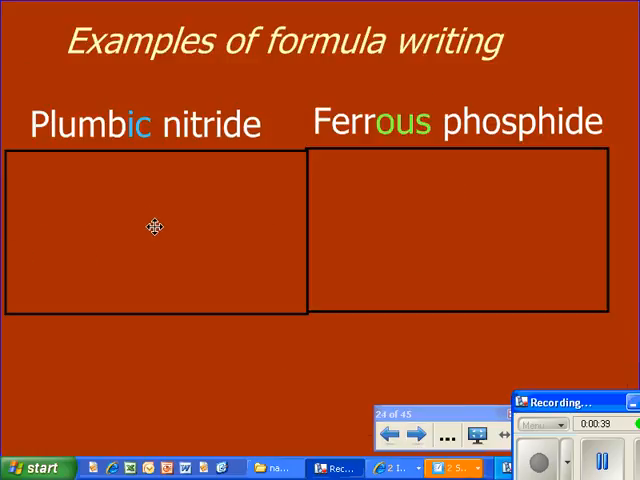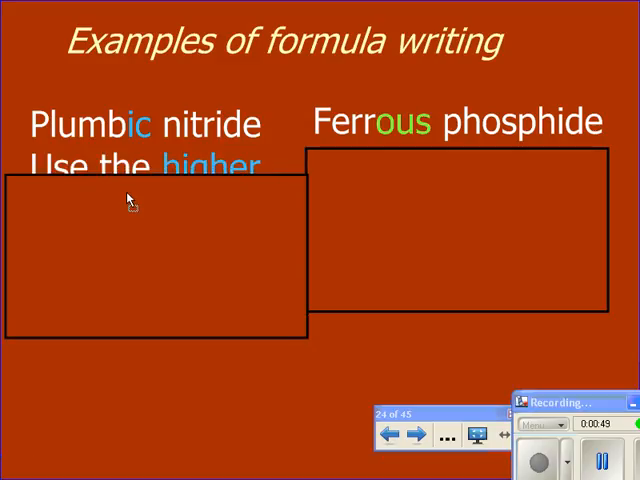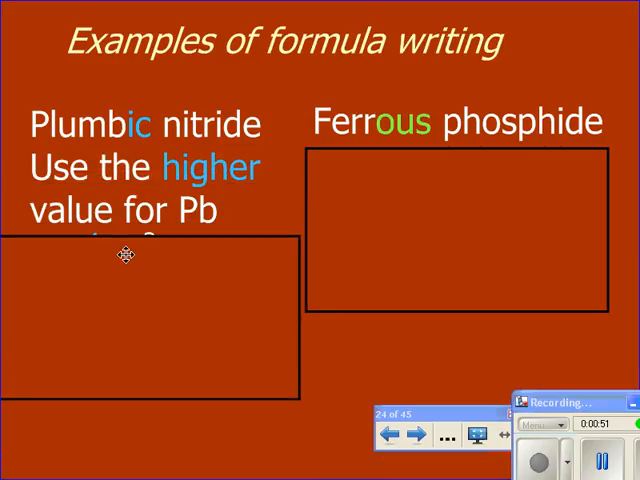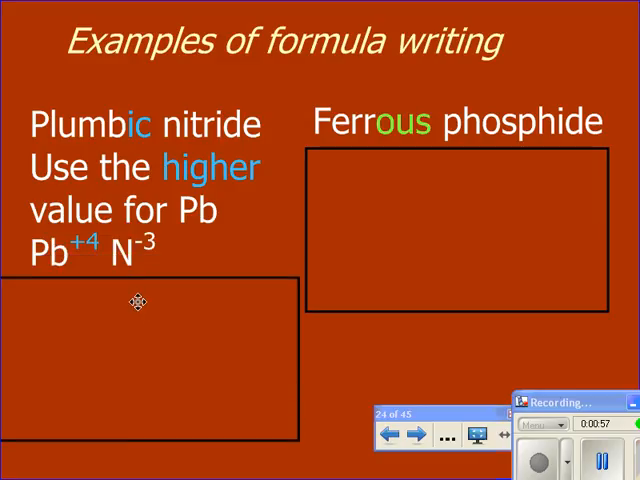So our first example will be plumbic nitride. The ic is telling us to use the higher value for the metal. Plumb is telling us to use lead. So we're going to our reference table and we're going to look up lead's oxidation states and select the higher or larger of the two values, which happens to be +4.